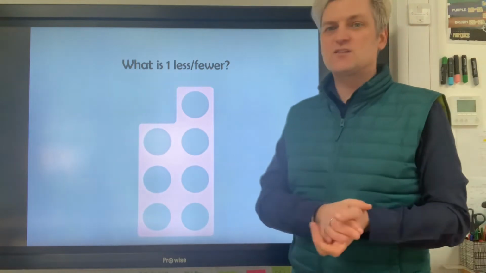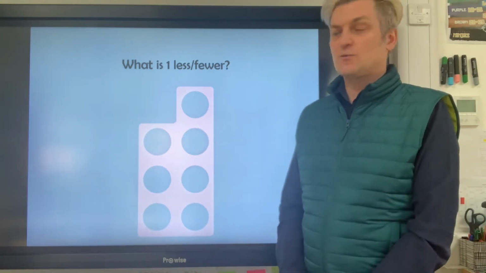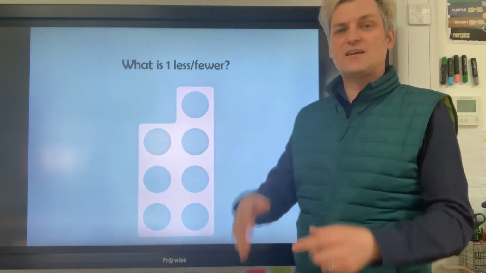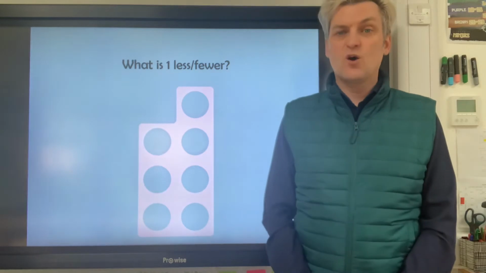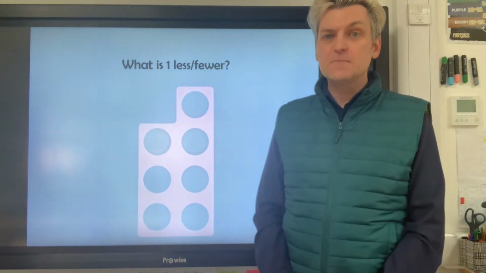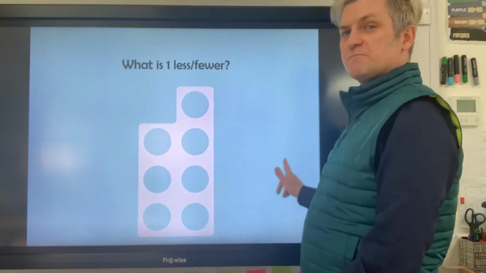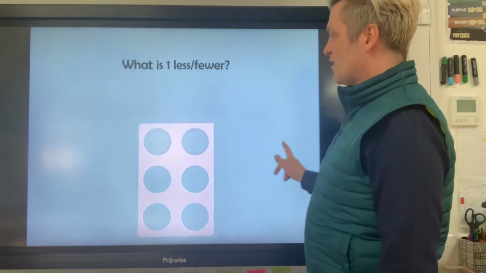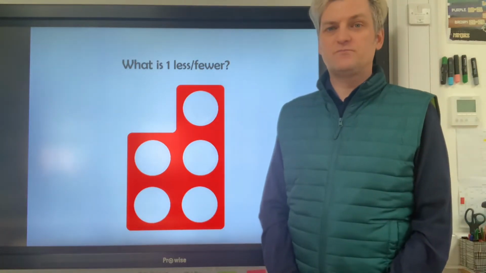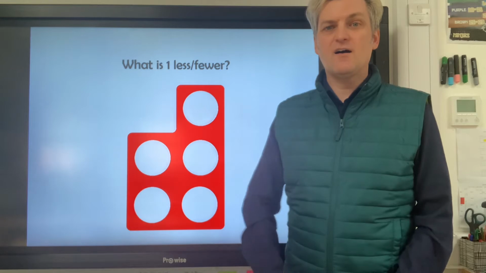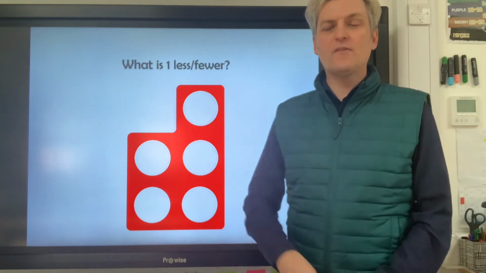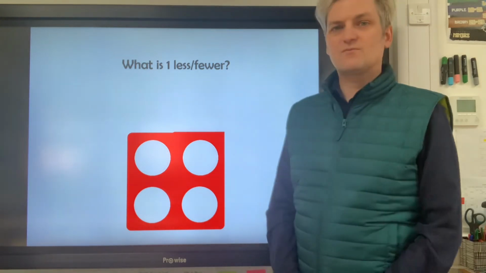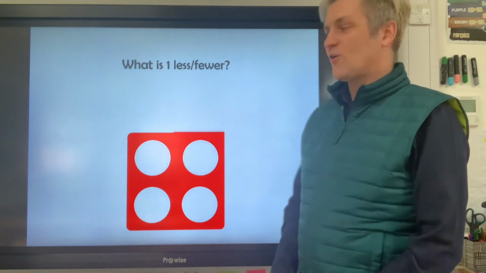Here's the next one. We did this last week, didn't we? This number, the Numicon, is the number 7, isn't it? This is 7, and one less, one fewer than 7 is 6. So well done if you said the number 6. Okay, here's another one. What's this number? It's the number 5. And one less than 5, one fewer than 5 is 4. Well done if you said 4.